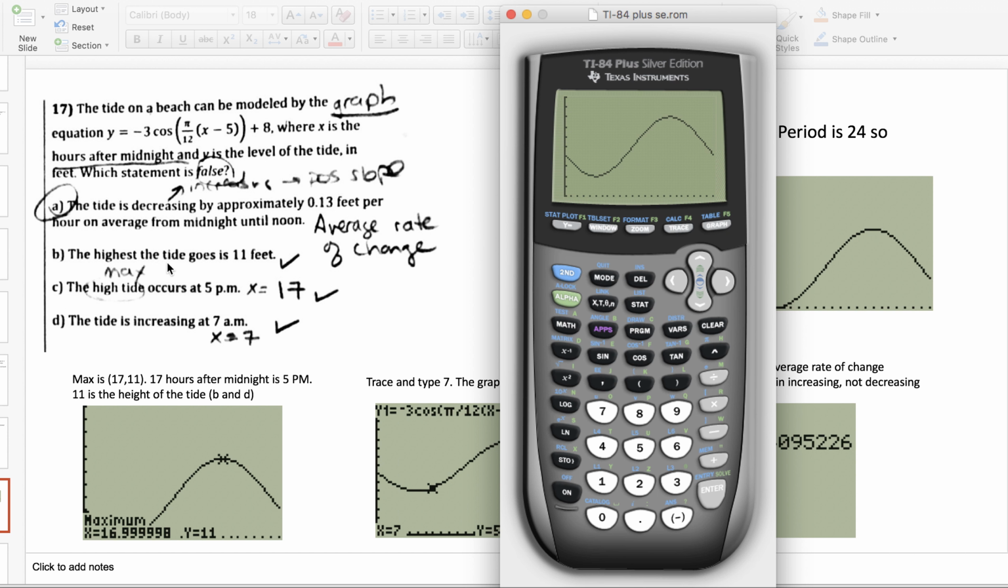So I want to see, is it true that the highest tide is at 11 feet? Well, I can find the max by going to second calc, max, and left bound, I press enter, right bound, I press enter, enter again, and I see that my max is at 11, and I see that it occurs when x is 17, which is the next choice, so that's true.